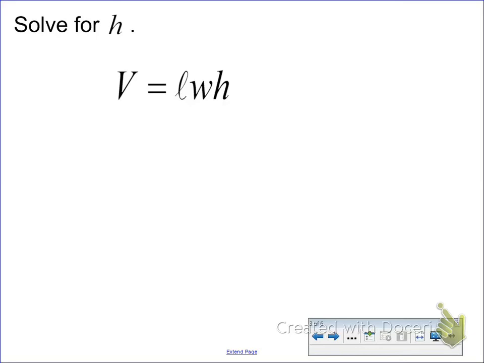What we're going to do with this formula is we're asked to solve for a given variable, h. We're going to highlight that variable in question, just like we did when we solved for y, so that we can tell ourselves, okay, how am I going to get h by itself? Since L and W are multiplied with h, we can move those two variables to the other side by completing the opposite operation. So in this case, we would divide both sides by LW.